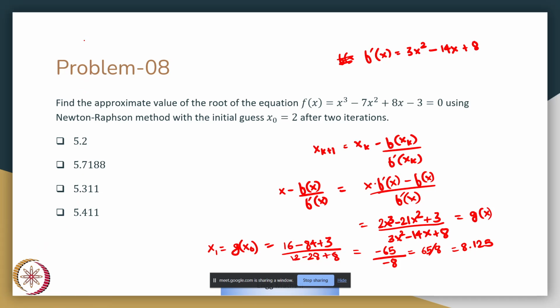So to find the value of x after the second iteration, we just have to plug in the x1 that we have obtained, and after putting it in, we find that the value comes out to be roughly equal to 5.72, 5.719, which is option B.